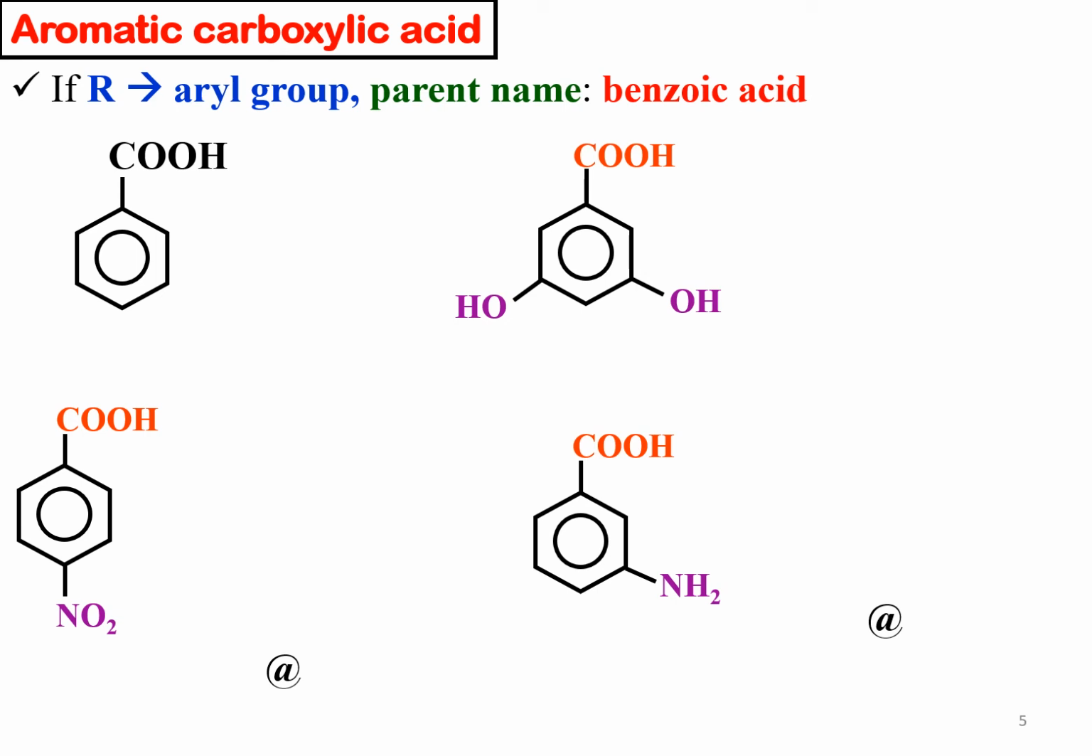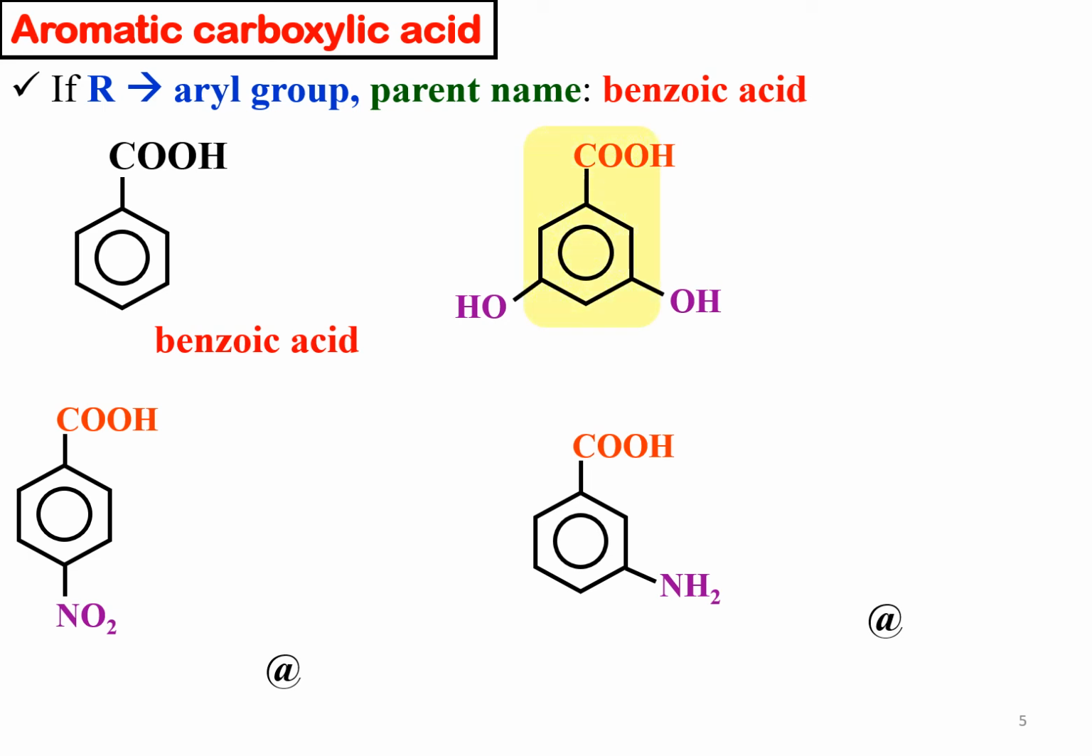Aromatic carboxylic acid: if R is an aryl group, meaning the benzene ring, the parent name is benzoic acid. This is an aromatic carboxylic acid, which means the COOH is directly attached to the benzene ring. So the first one is called benzoic acid. The COOH is attached to the benzene ring, so it's called benzoic acid. Here you can see the parent is benzoic acid.